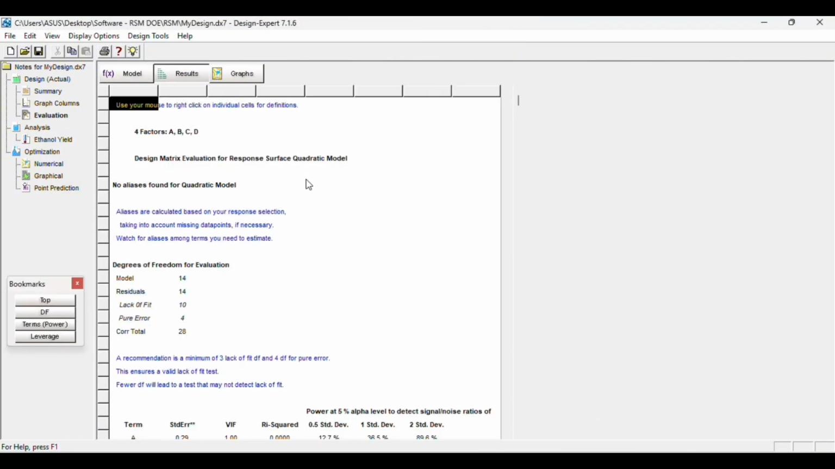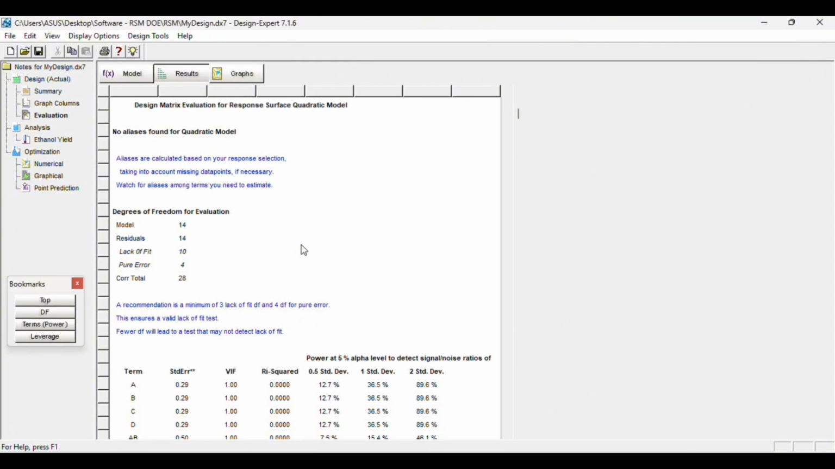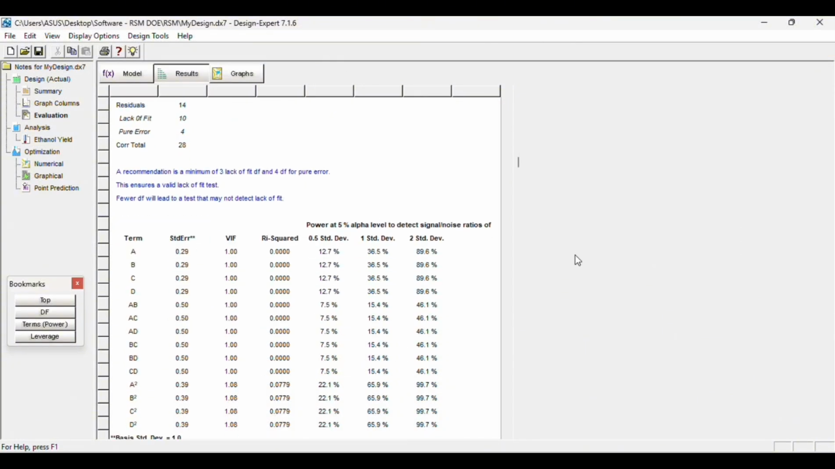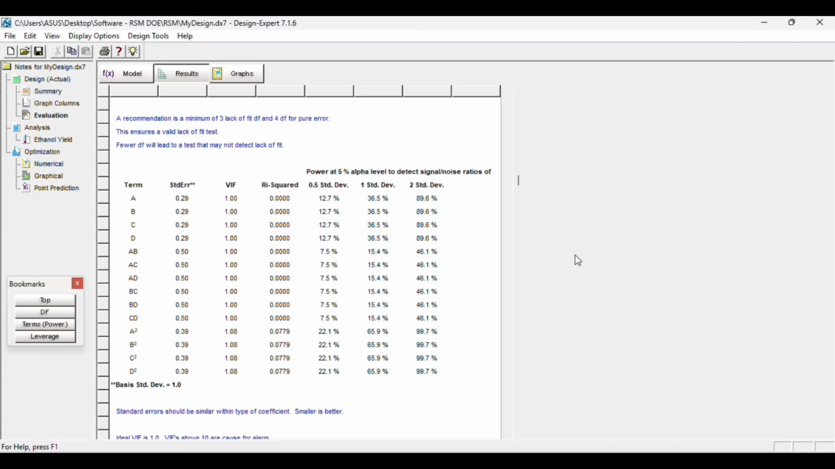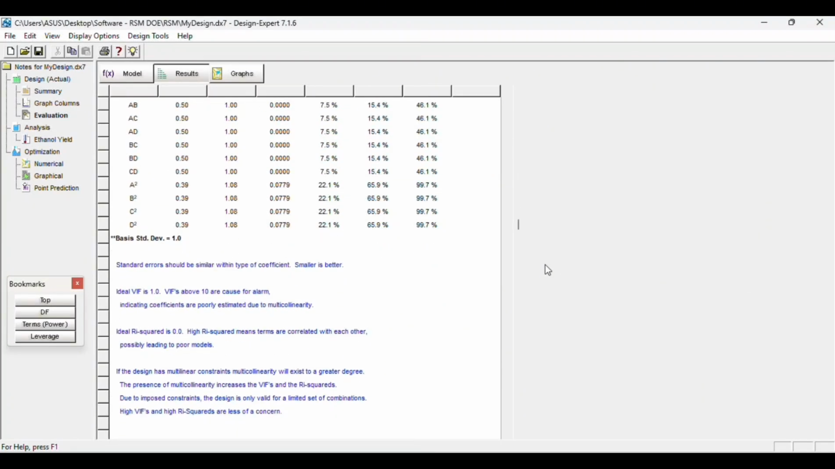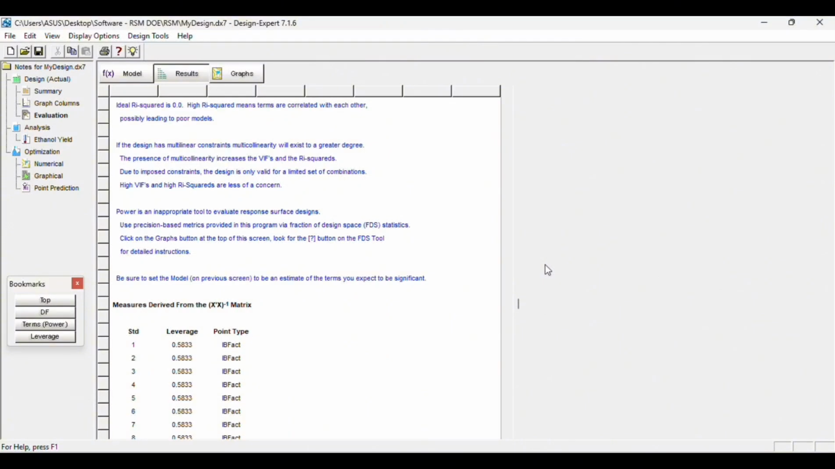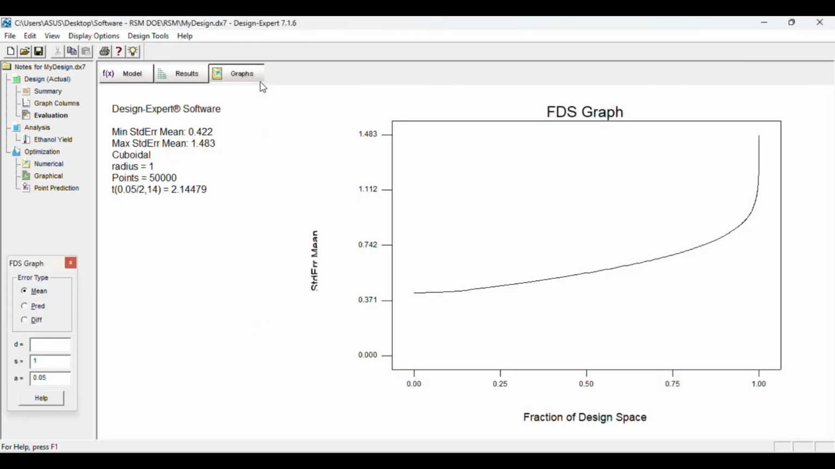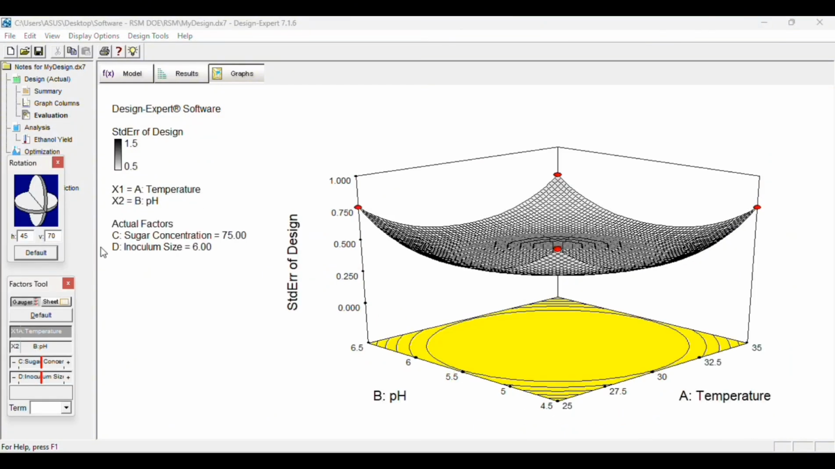For the result, we can see the degrees of freedom for evaluation, which is lack of fit 10, pure error is 4, corrected total is 28, and residual is 14. So here we also can see the percentage of the standard deviation of each numerical factor. And then next we can see the graph. Here we can see the minimum, standard, mean, and maximum.